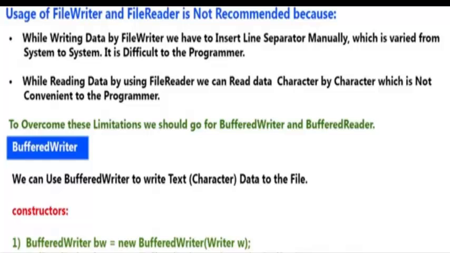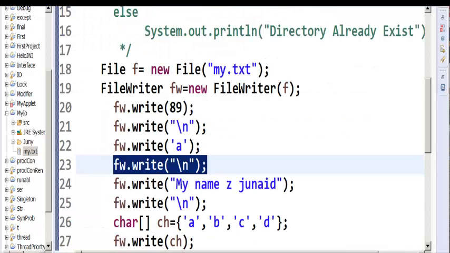So buffered writer is used to write text data to the file, and we have constructors like BufferedWriter bw equals new BufferedWriter. And remember one thing, buffered writer can't write directly to a file. It can't take a file name or a file object here. It has to be some writer object. Another constructor also takes the buffer size. Now let's try to make a program using the buffered writer, right?